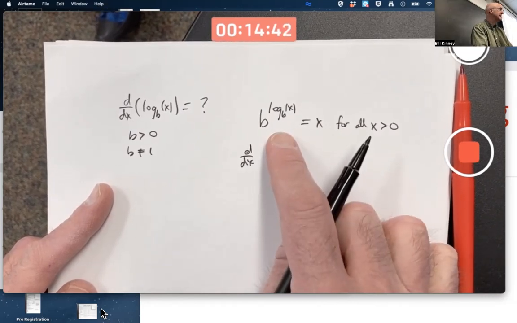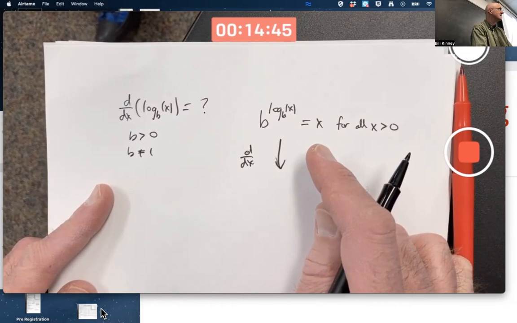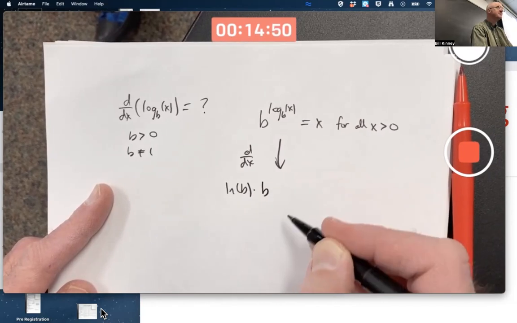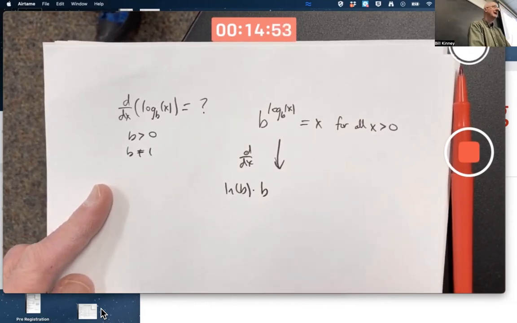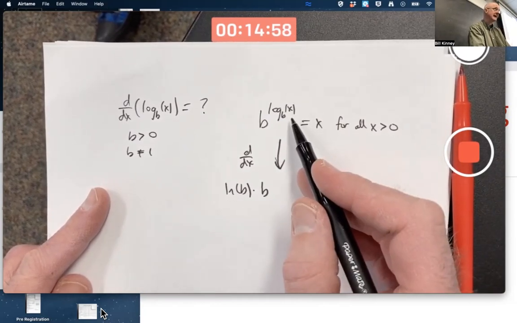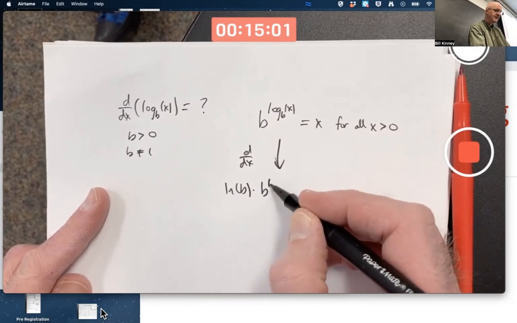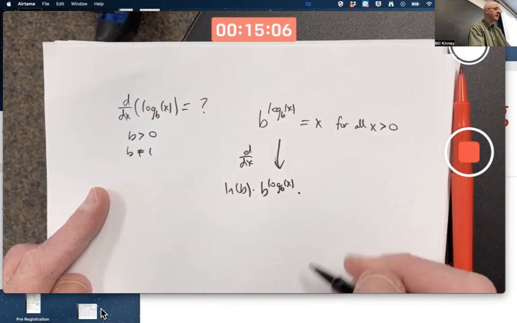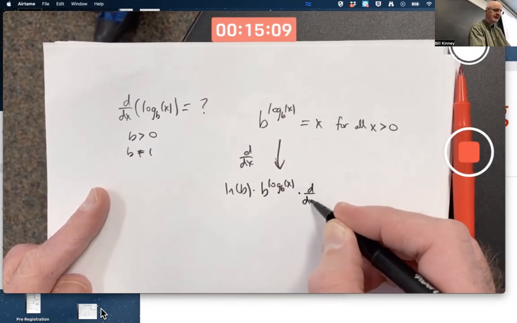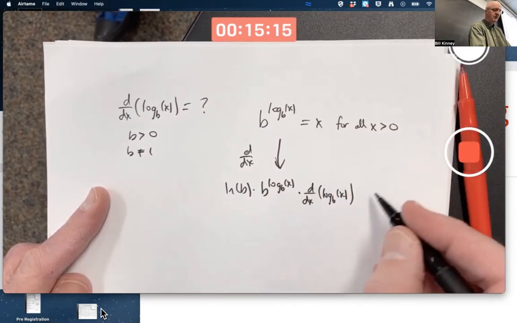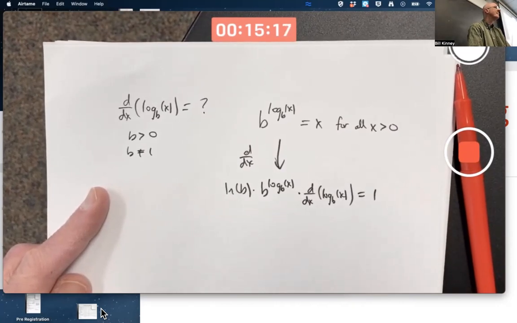The outside function here is b to the x. So if I use the chain rule to differentiate, I get natural log of b times b to the x, but I've got to plug in log base b, the inside function, into b to the x in place of x. In other words, I get the same exponent as before. But then times, by the chain rule, the derivative of the inside function, d dx of log base b of x. Differentiate the right side, you get 1. I'm assuming this derivative exists.